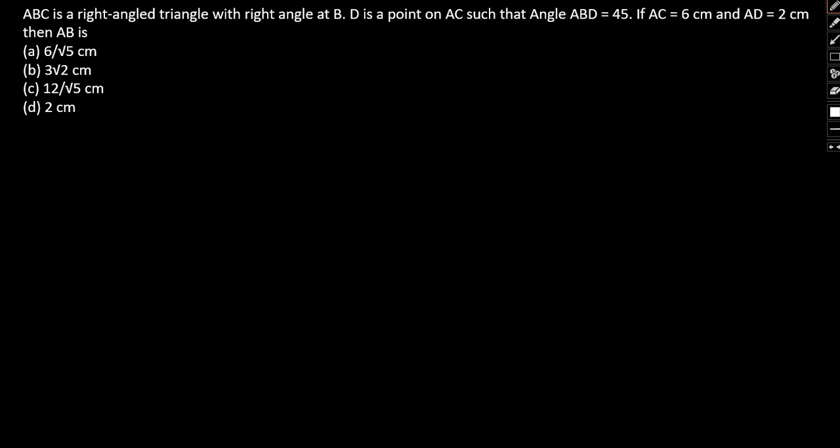So the first question here: ABC is a right angle triangle with right angle at B. D is a point on AC such that angle ABD is 45 degrees. If AC equals 6 centimeters and AD equals 2 centimeters, then we need to find AB. Okay, so let's draw the triangle.